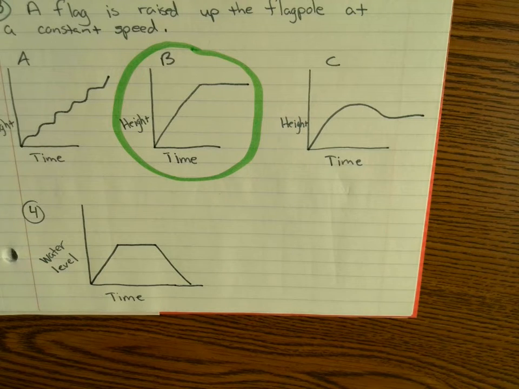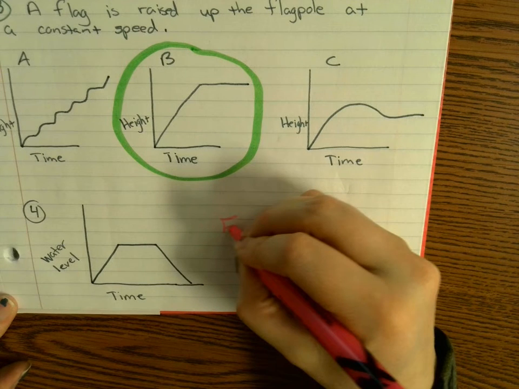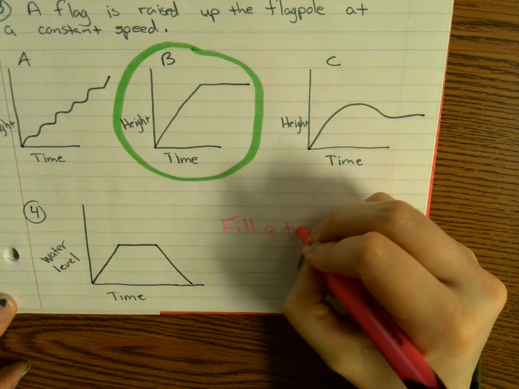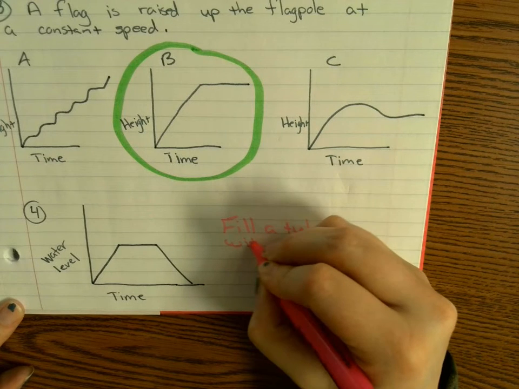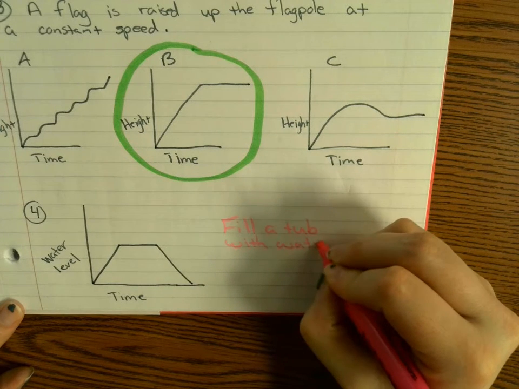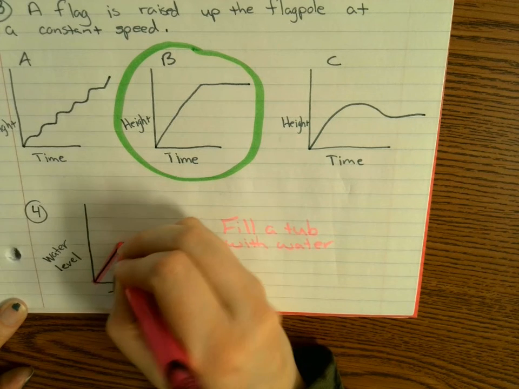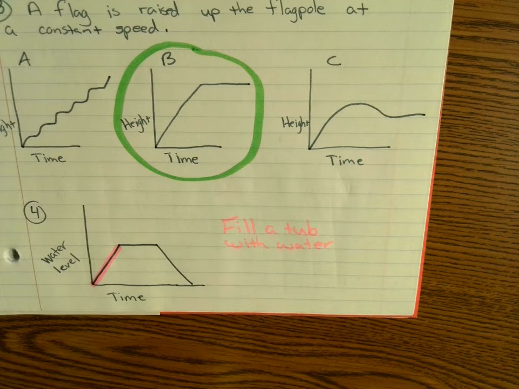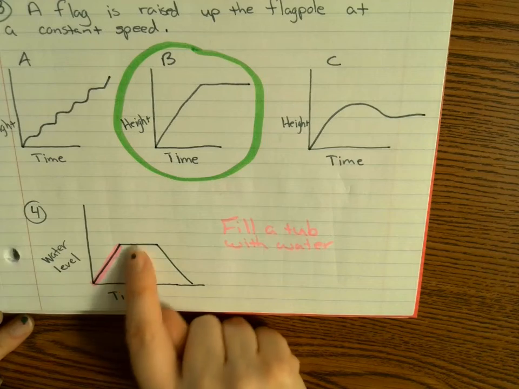So you're going to fill a tub with water. That shows that increase. Because when you're turning on the faucet, it is going to have a constant flow of water as long as you don't mess with it. You just pull it out and let it do its job. It's going to fill the tub at a constant rate. So that's why you have that straight linear increase, a linear increase.